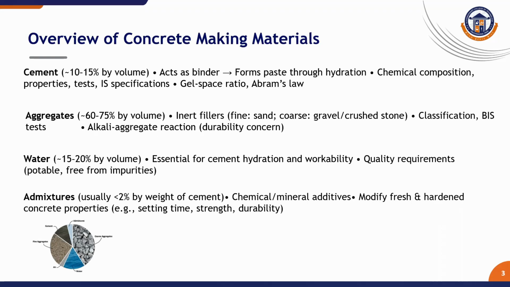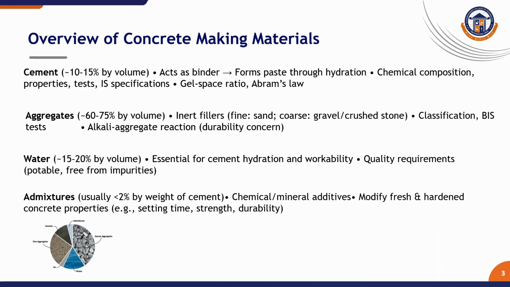Overview of concrete making. Concrete is a composite material made up of four main components. First, cement, which is about 10 to 15% by volume. It acts as a binder. Then we have aggregate, which forms the bulk of concrete, about 60 to 75% by volume. They are inert filler materials like sand and gravels.